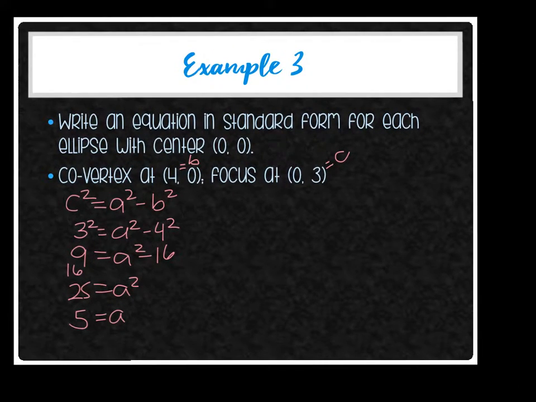So if I was to graph this, center would be at 0, 0. My co-vertex is 4, 0. 1, 2, 3, 4. 1, 2, 3, 4. If that's the co-vertex, that means my vertex goes the other way. 1, 2, 3, 4, 5. The foci should fall along the same line as the vertex. So the fact that this is 0, 3 confirms to me that I've done this correct.